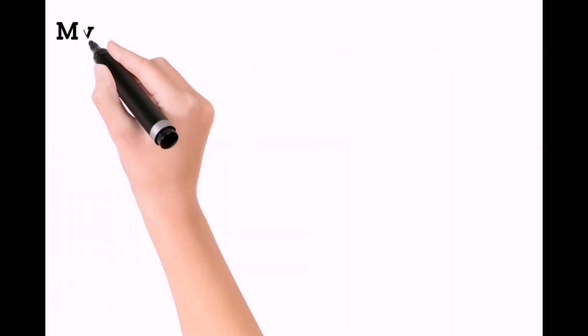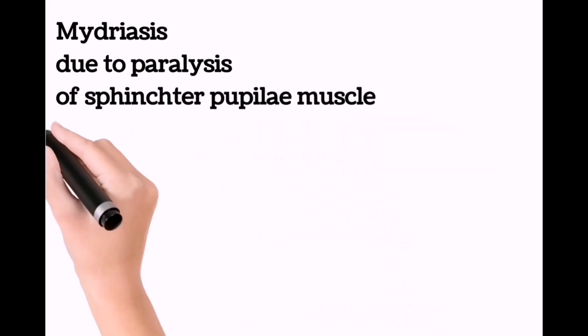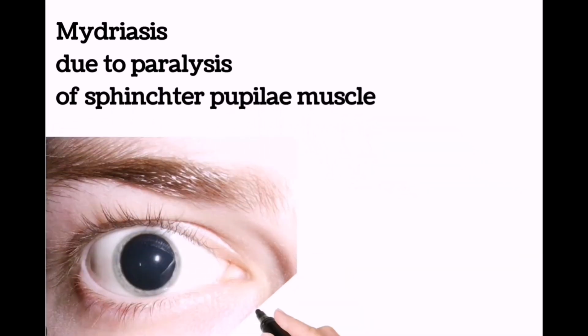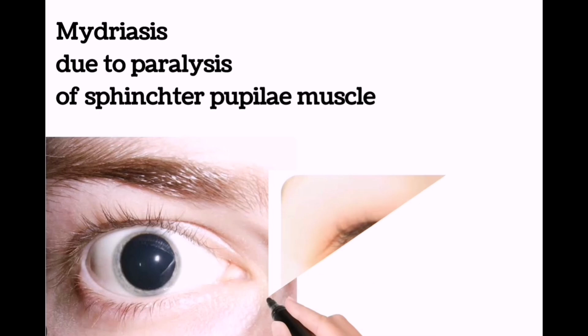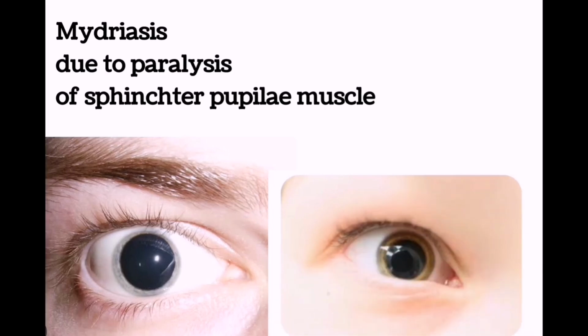The last one is mydriasis due to paralysis of the sphincter pupillae muscle. Note that the sphincter pupillae muscle is supplied by cranial nerve number 3 through the parasympathetic nucleus, the Edinger-Westphal nucleus. So a lesion of cranial nerve number 3 will cause mydriasis, which is dilation of the pupil. You can see in both pictures the pupil is dilated too much. With that, we are going to end the cranial nerve number 3 discussion.